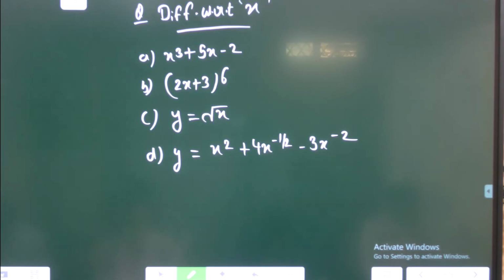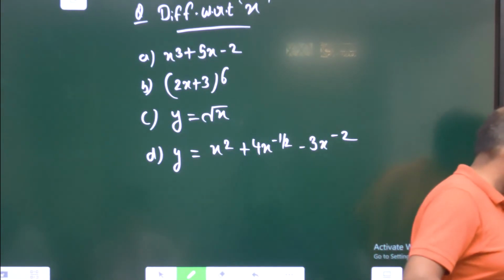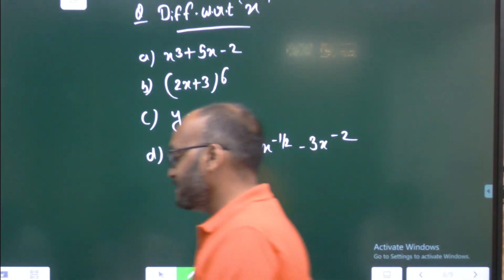One is root x squared. 1 upon 2 root x. That's half x to the power minus half. Yeah, right. Shireen, you are answering or Manal? Who is answering? Sir, me, Shireen. Very good, Shireen.